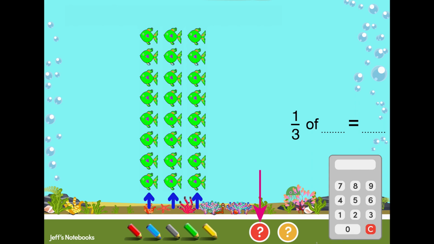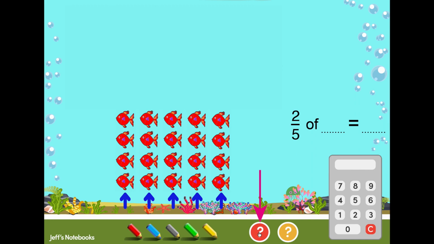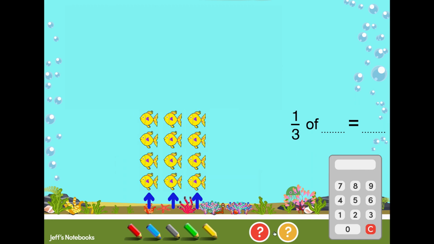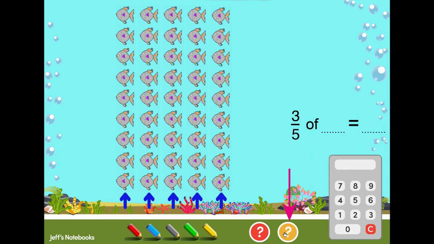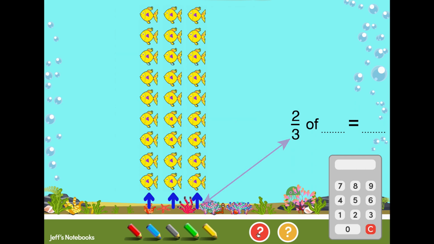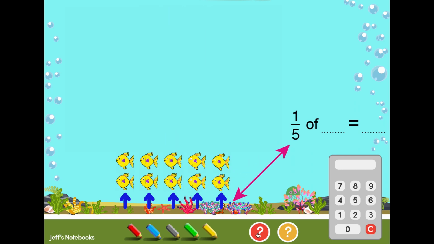The red button randomizes the denominator of the fraction from 2 to 5 and the number of fish up to 30, whilst the yellow button randomizes the denominator of the fraction from 5 to 9 and the number of fish up to 50. The number of columns of fish is always the same as the denominator of the fraction.